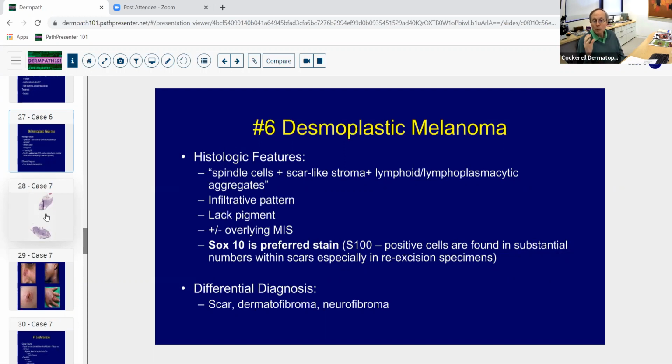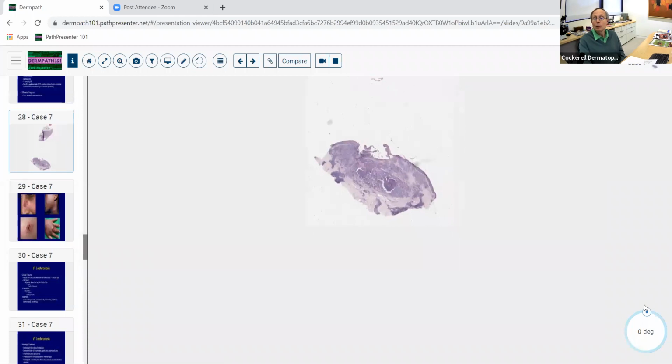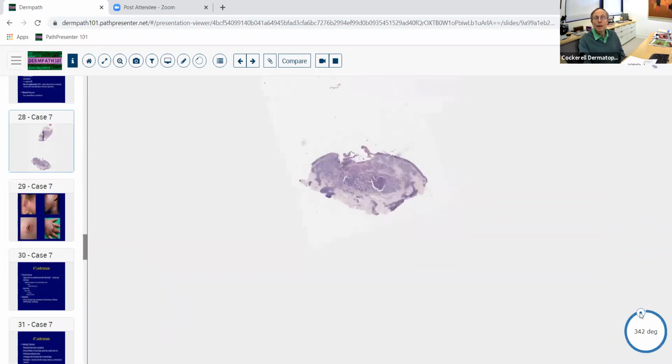Basically, SOX10 is a more specific marker. Markers like HMB-45 and some of those we know are very commonly negative. 85% of them are negative in desmoplastic melanoma. So you can't use MART-1 and HMB-45 antigen to diagnose desmoplastic melanoma. S100 protein is usually positive, but I've seen some S100 protein negative desmoplastic melanomas over the years. So again, SOX10 is a better stain in our hands.